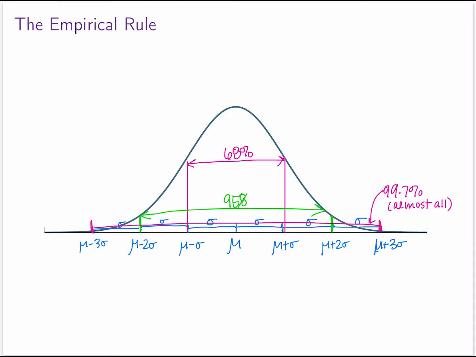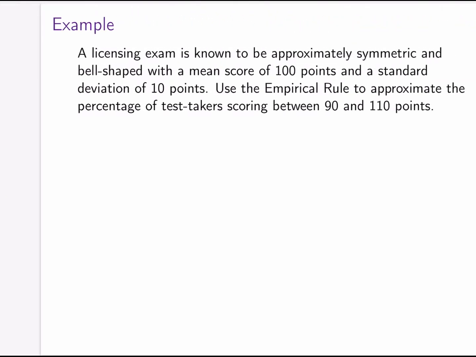For the 95%, from mu minus 2 sigma to mu plus 2 sigma, we see some data that is outside in that tail. And then for 68%, from mu minus sigma to mu plus sigma, we see 68% of the data is contained on that interval, but there's still a good bit left over outside. So let's talk about how to do some problems and answer some questions when this empirical rule is involved.